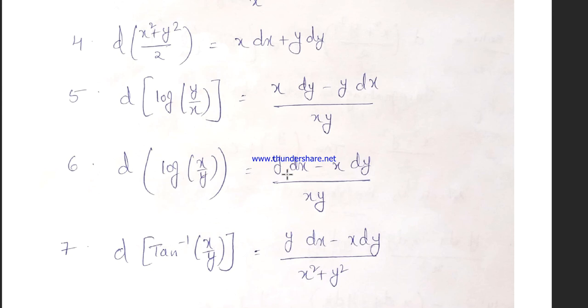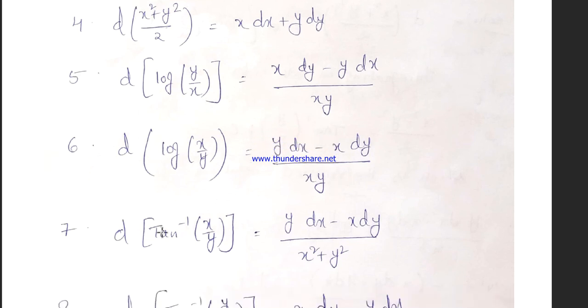Next is d of log of (x by y). The same rule applies, and we get (y dx minus x dy) by xy. And the next one is d of tan inverse of (x by y). If you know the derivative of tan inverse x, you can simply apply it in the place of x by y.